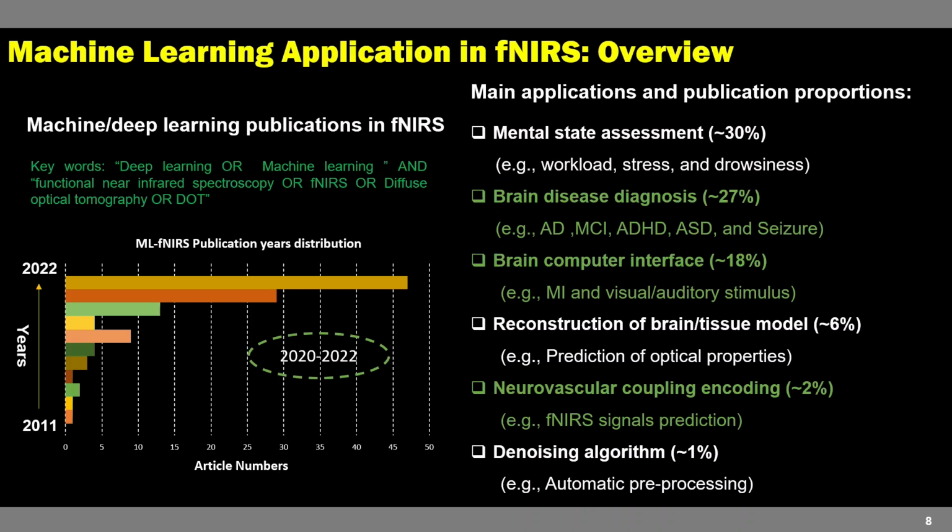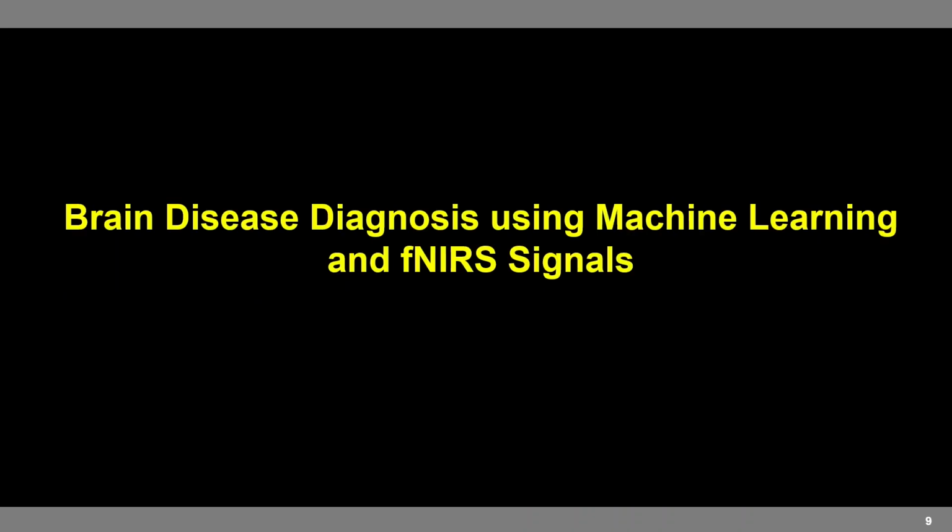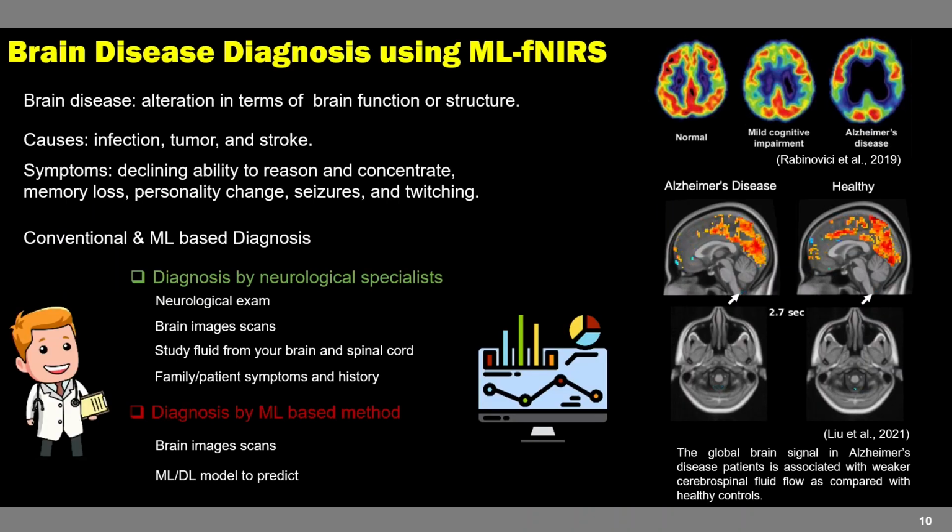Today we are going to pick 3 of them to introduce how to use machine learning for this kind of analysis. The first one is brain disease diagnosis. As we know, brain disease is always related to some damage, either to the brain function or the structure. Normally, the traditional way is diagnosis by a doctor going through different kinds of examinations or scans.